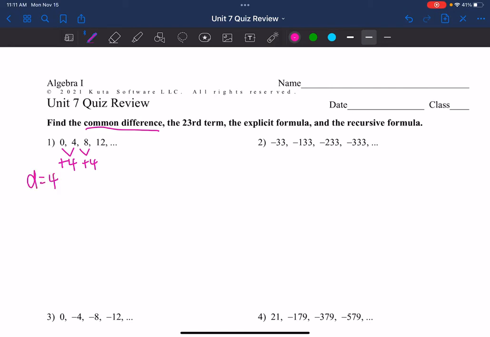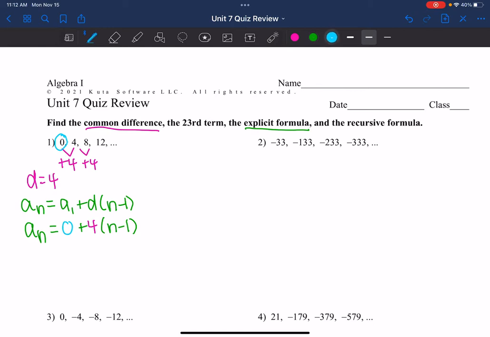Now, to find the 23rd term, we have to be able to create our explicit formula first. So to create the explicit formula, okay, which is a sub n equals my first term, a sub 1, plus d times n minus 1. So we need to be able to identify our first term, which here would be 0. Okay, so that becomes my first term here. And then we've already found my common difference, which is 4. And then I just go ahead and I finish writing the rest of my equation. So my nth term is going to equal 0 plus 4 times n minus 1.